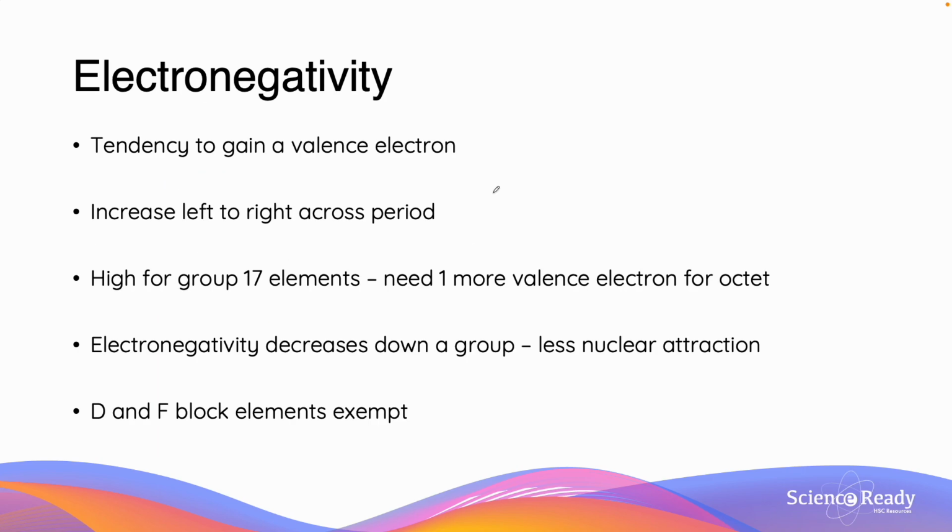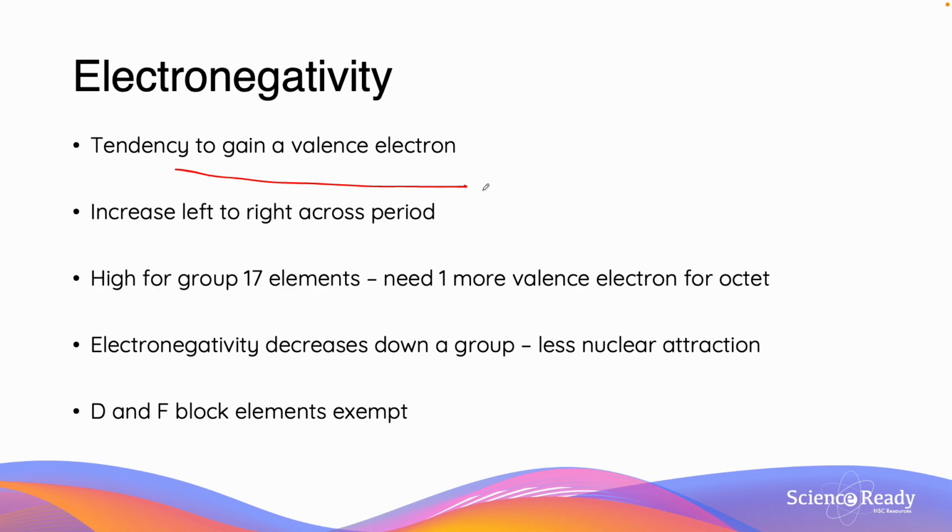Electronegativity is an important concept which will help aid your understanding of bonding. Electronegativity is the tendency for an atom to gain a valence electron. We might ask ourselves, why does an atom want to gain a valence electron?